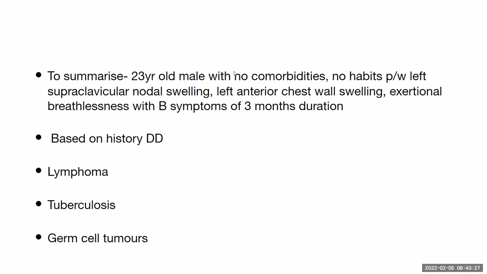So to summarize, a 23-year-old male with no comorbidities, no habits, with left supraclavicular nodal swelling and left anterior chest wall swelling with exertional breathlessness and B symptoms of total 3 months duration.